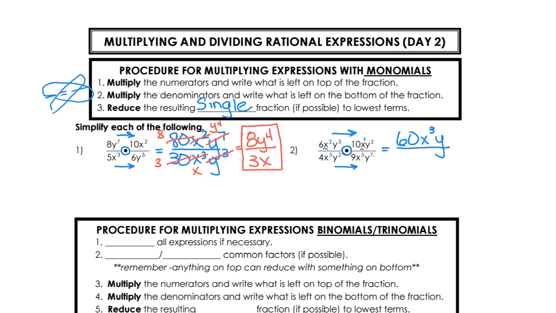And y to the 3 plus 2 is 5. On the bottom, 4 times 9 is 36. We get x to the 10th and y to the 7, 8, 9, 9th.